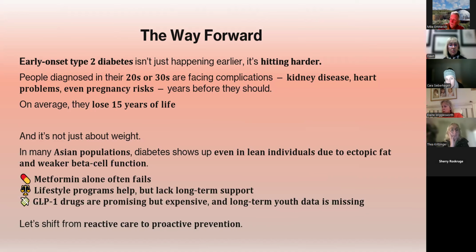But also a very interesting note is that in the Asian population, even those who are of normal weight have significant ectopic fat, visceral fat, which causes weaker beta cell function, and then they are already pre-diabetic, even if they are skinny. And most importantly, lifestyle programs help, but we need to look at long-term support, which is where we come in.